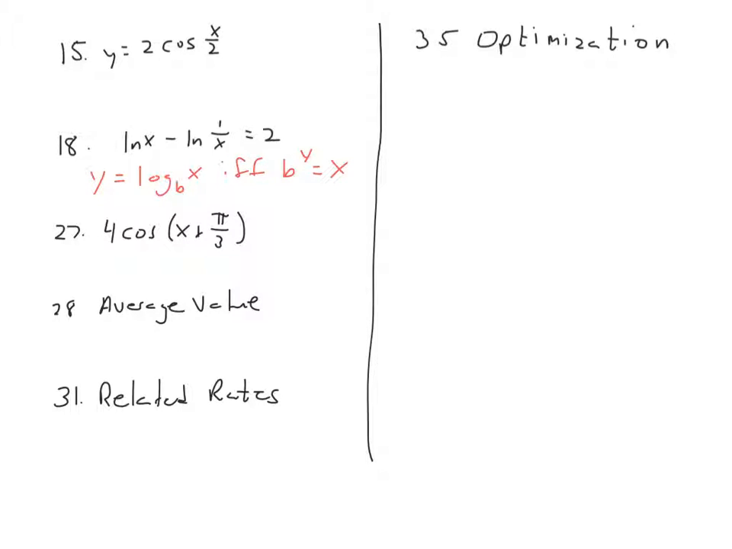28 is an average value function. It is something related to what we just talked about for the free response, problem number 3, it was problem number 2, part C.